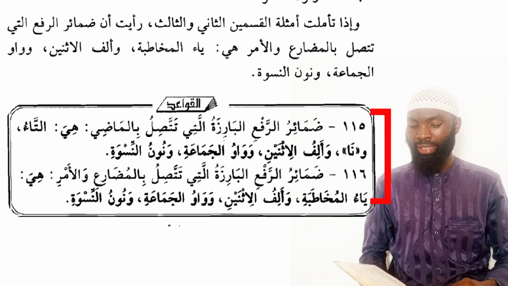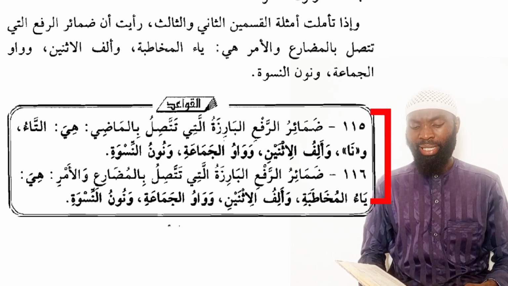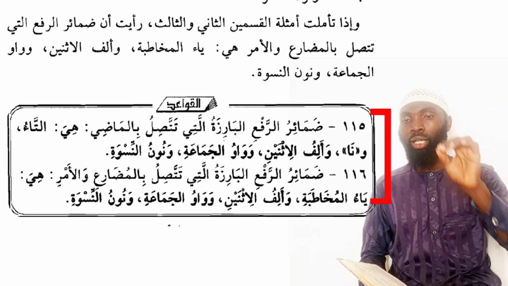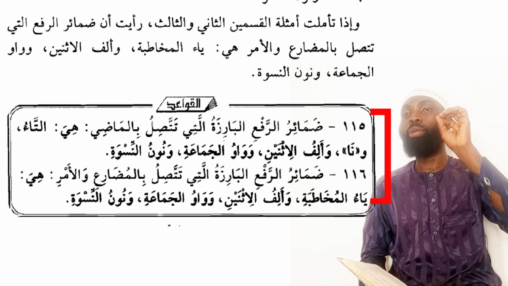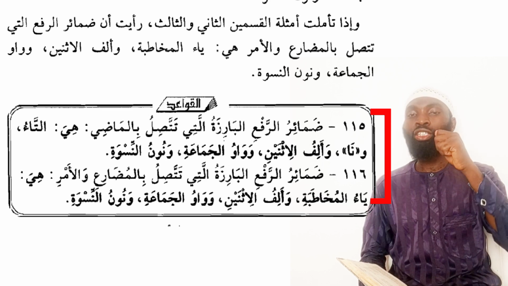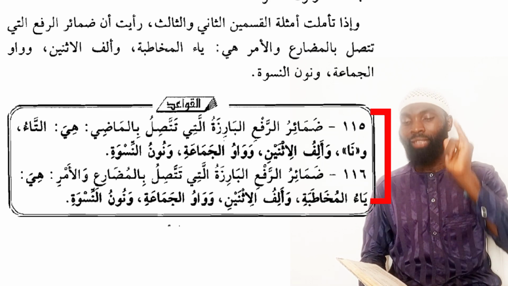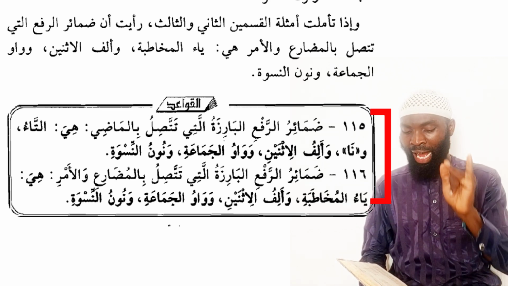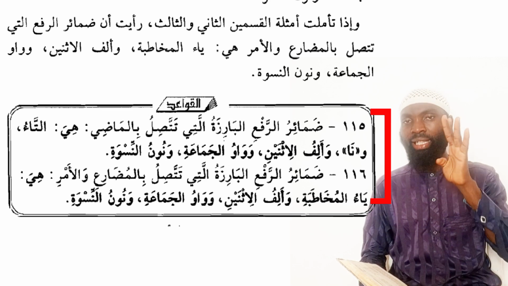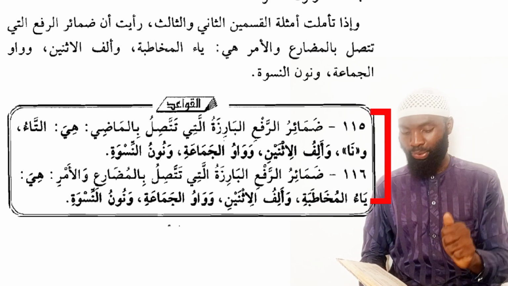The first rule says: ضمائر الرفع البارزة التي تتصل بالماضي هي. The hidden nominative pronouns which are attached to past tense verbs are at-ta'u, then na, then aliful ithnain, then wawul jama'a, and nunun niswa.